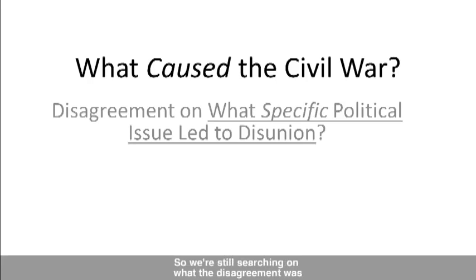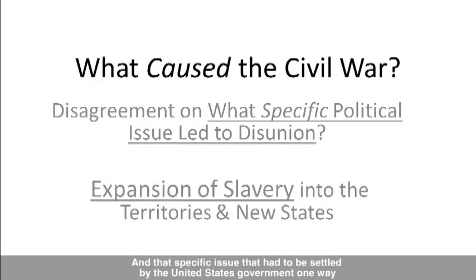So we're still searching on what the disagreement was on what specific political issue led to disunion. And that specific issue that had to be settled by the United States government, one way or the other, was about the expansion of slavery into the Western territories, into new territories, and therefore into new states in the Union.